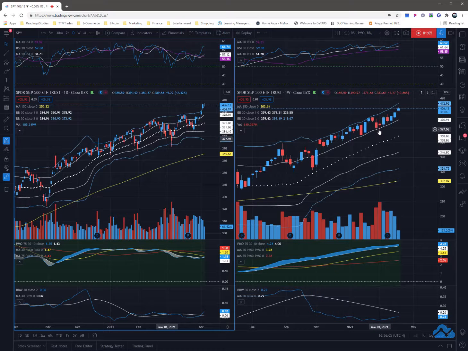We've been talking about this support level since back here when we dipped down to 368. And we talked about it when we dipped down to 380. Then we talked about it on the 385 pullback into the current rally that we're sitting in right now.